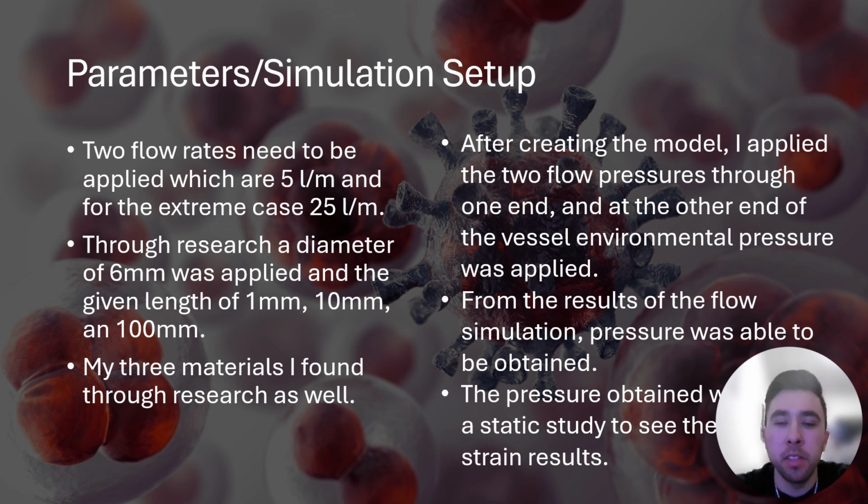So for the simulation setup in SOLIDWORKS, after creating the tubes, to one end of the tube I applied the inlet volume flow, and on the other end I applied environmental blood pressure. After running the flow simulation, I was able to obtain the overall pressure from the side I selected for the pressure to be on. After obtaining that pressure, I was able to run a static study from the given pressure to obtain the overall stress and strain results.